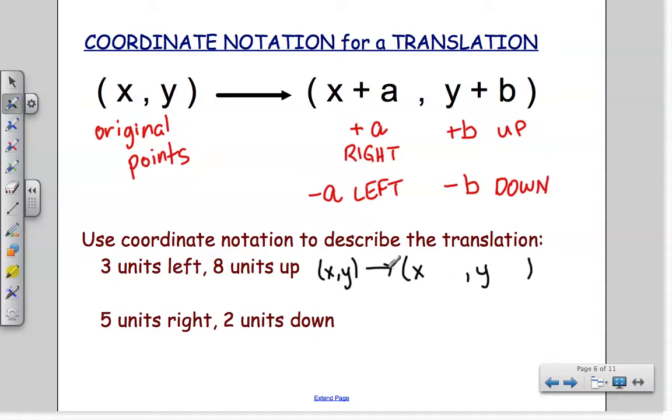Now I know x goes left and right. Here I want to go 3 to the left. Now moving left means x is getting smaller. So moving left 3, we should be doing x minus 3, because x is getting less, and that means going left. If I want to move 8 units up, what's happening to y? Because I know y goes up and down. And if I want y to go up, y is getting larger by 8. So that would be y plus 8.